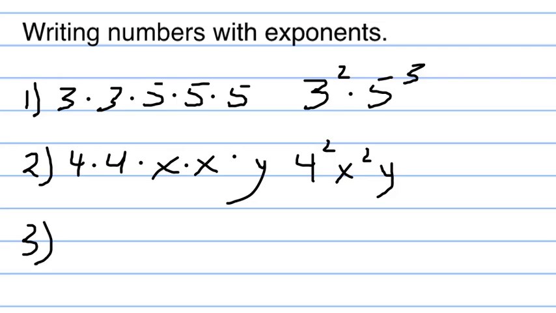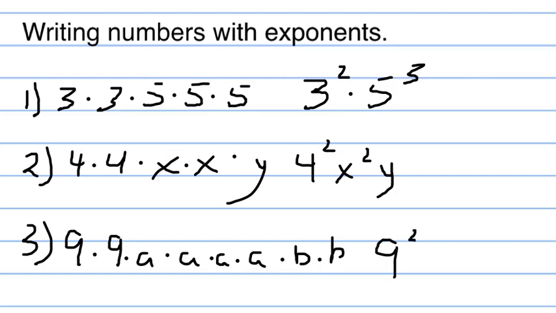In the third example, I have 9 times a times a times a times b times b. Well, this one is going to be 9 squared a to the 4th power b squared.